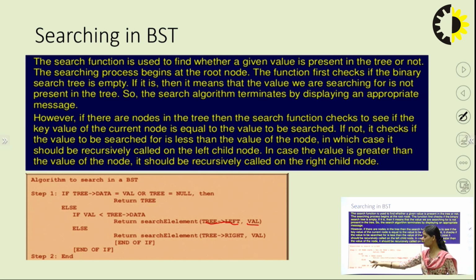Similarly, the else means if this condition is false, then in that case the value is greater. It means that we need to go to the right side instead of left. So over here the recursive function is called, and this time the tree pointer becomes tree right instead of tree left, and the value gets passed. So this is what the searching is.